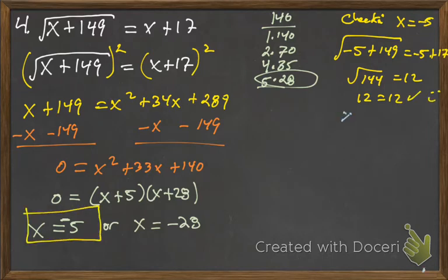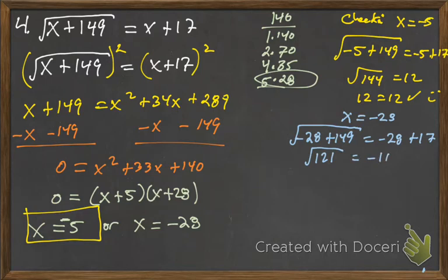That answer is good. Now we'll check minus 28. Negative 28 plus 149 under the square root, is that equal to negative 28 plus 17? Square root of 121 equals negative 11, so 11 equals negative 11. That is false. So sad face, and we throw that answer out. So negative 28 is no good.